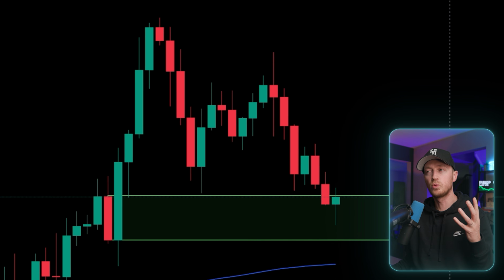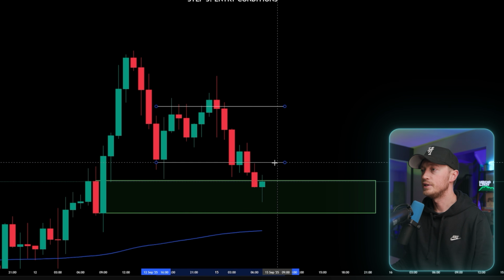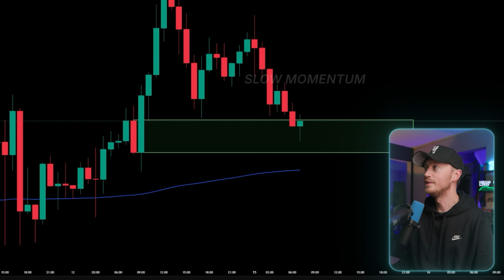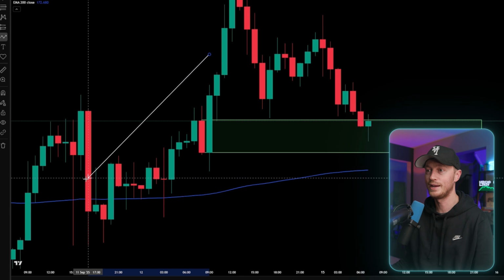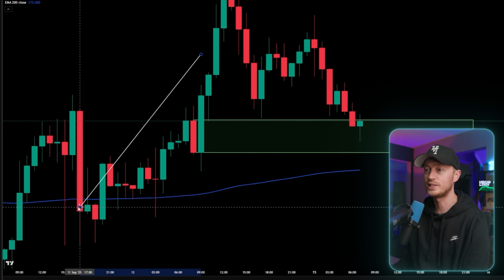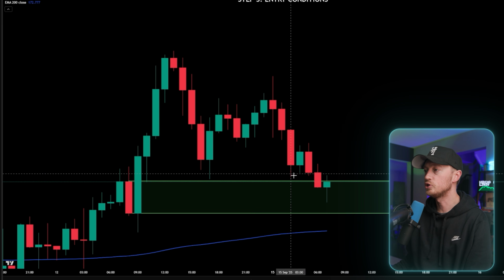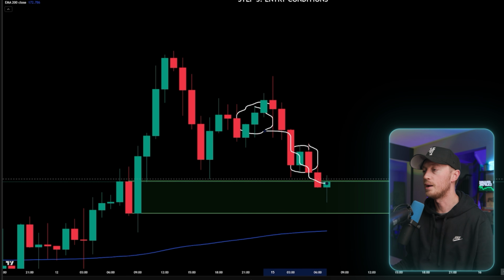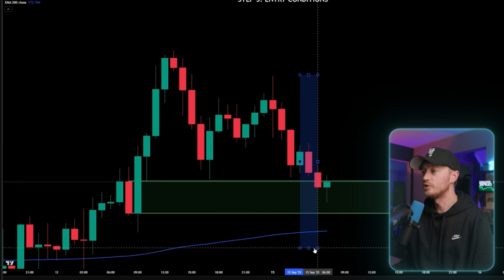Now, one of the first things we're looking for is slow momentum, right? This right here is slow momentum, right? We don't want to see this over here. Look over here. You don't want to see that big red candle coming down to your zone. No, no, no. That's not good. You want to see a slow in momentum. That means, look, there's some green candles in here as well as we're slowly coming down. If it's just one big candle, you're not going to be able to catch that. You're going to lose your trade.